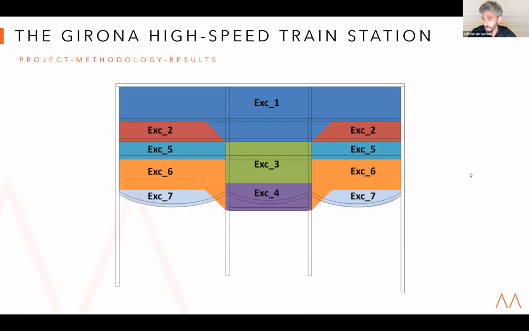The construction procedure was, first, the diaphragm walls from the exterior as well as the interior diaphragm wall were built before starting the excavation. Then we excavate the whole width of the station at a certain depth, and then we focus on excavating the central part and finally the lateral parts of the station.